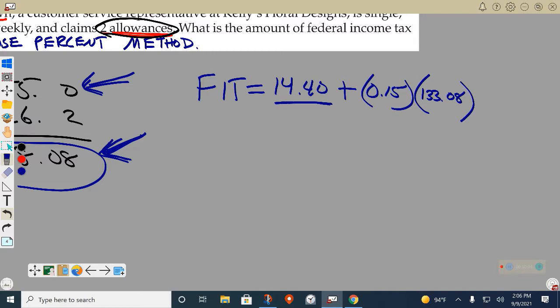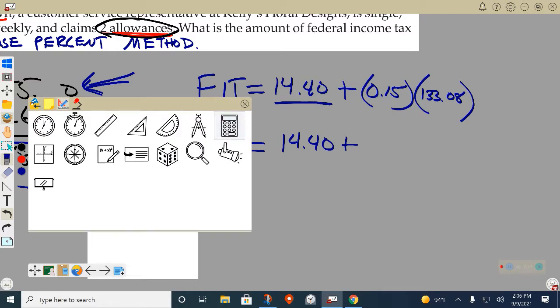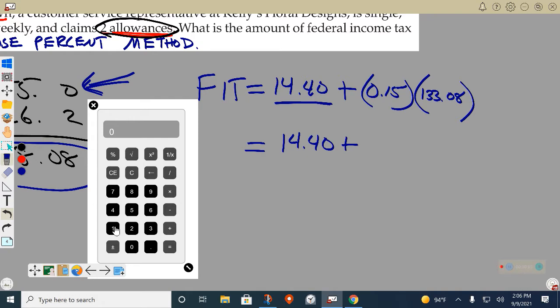Let's do it here. Federal income tax is going to be $14.40 plus 0.15 times 133.08. That's 19.96. Six pennies, because to the right of the pennies is only a 2. So 19.96.